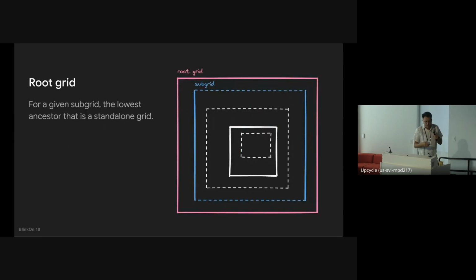And finally, we have a definition that is not really in the spec, but it is important to understand to talk about implementation, and it is the definition of a root grid. It is the lowest ancestor of a subgrid that is a standalone grid, meaning that such root grid originated the subgrid chain up until that point. For example, in the figure, we have a subgrid in blue and the root grid in pink.